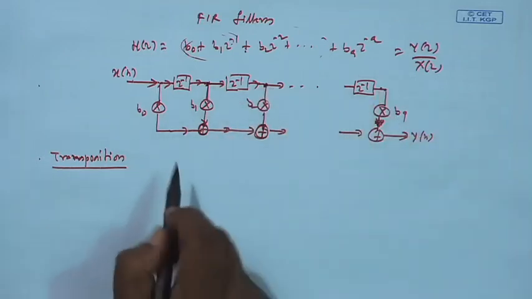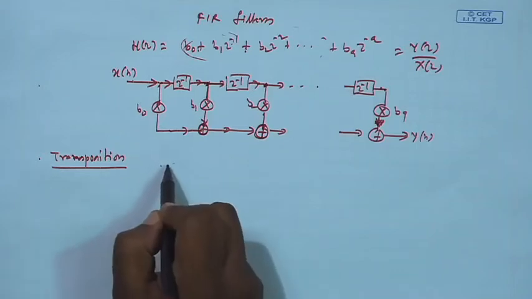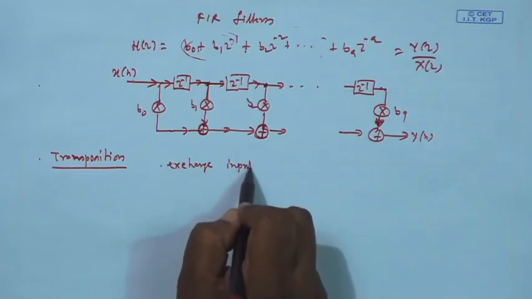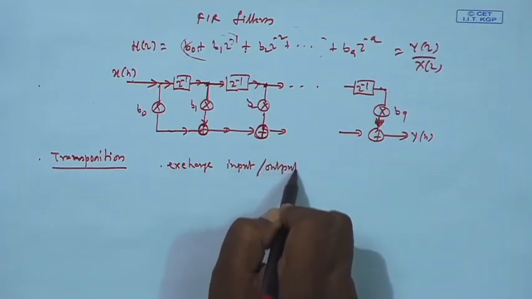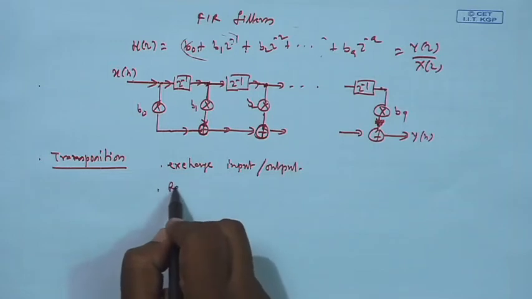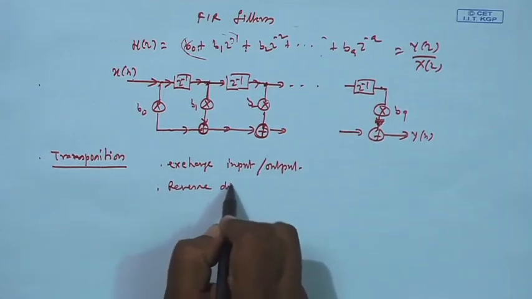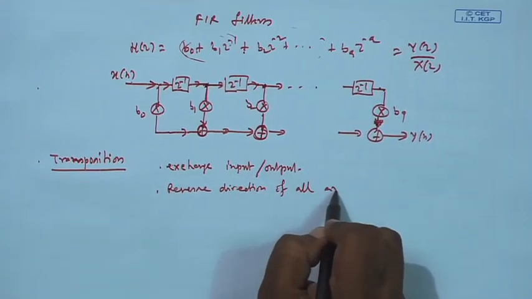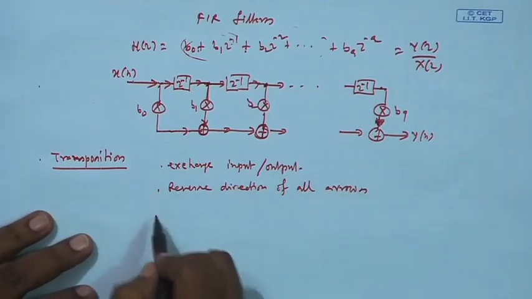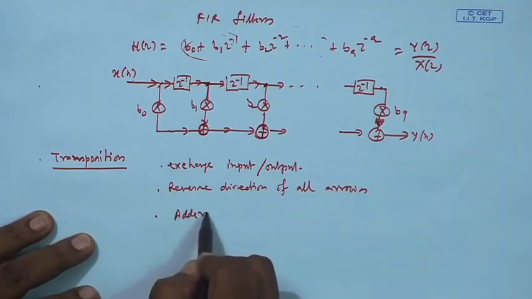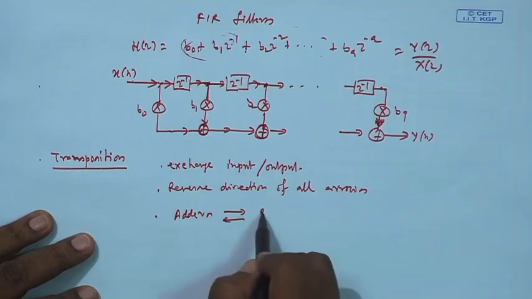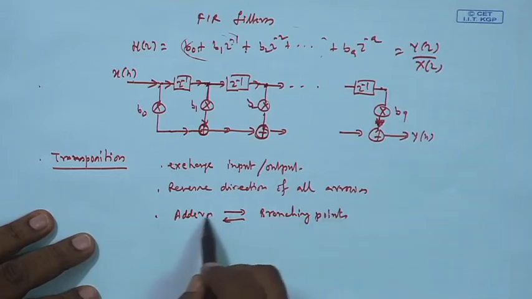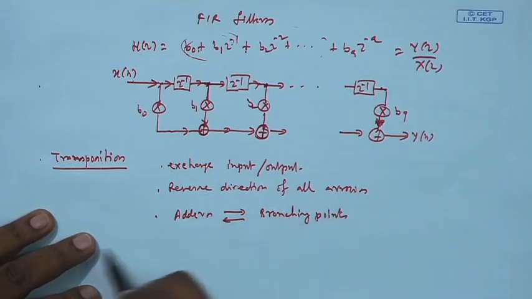By transposition, what you have to do: exchange input and output. Reverse the direction of all arrows, and adders are replaced by branching points. Adders will be replaced by branching points, and branching points will be replaced by adders.